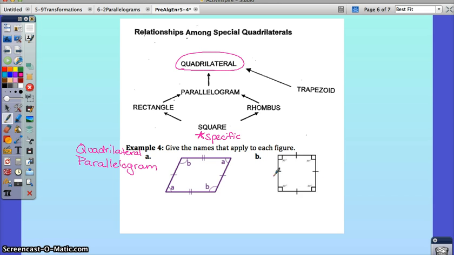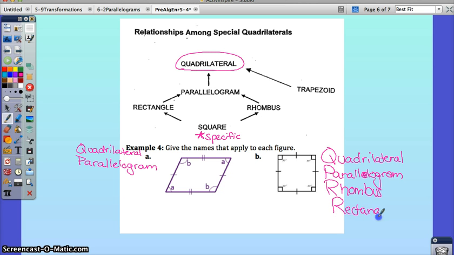On B, do we have opposite sides being parallel? Yes, it has 4 sides, so it's definitely a quadrilateral. Opposite sides appear to be parallel, so we could say it's a parallelogram. We have these 4 tick marks, which means it has 4 congruent sides, which means it's a rhombus. And these little boxes in the corner mean it has 90 degrees, which means it's a rectangle. Since it has all congruent sides and all congruent 90-degree angles, it is also a square.